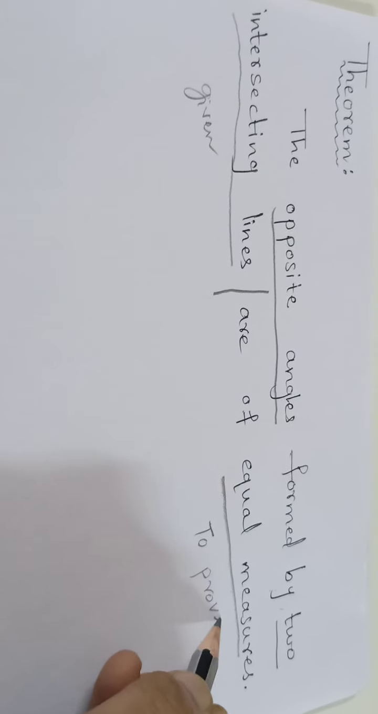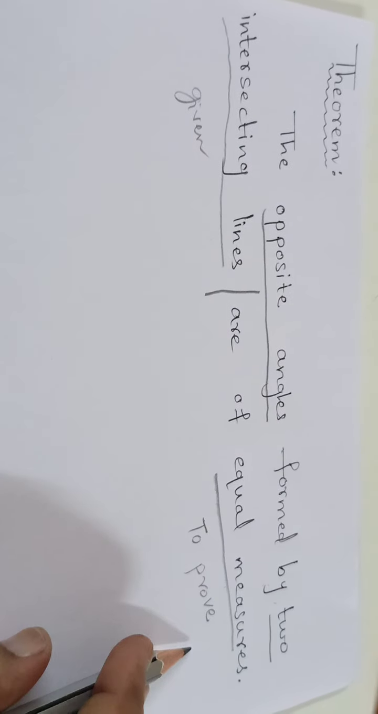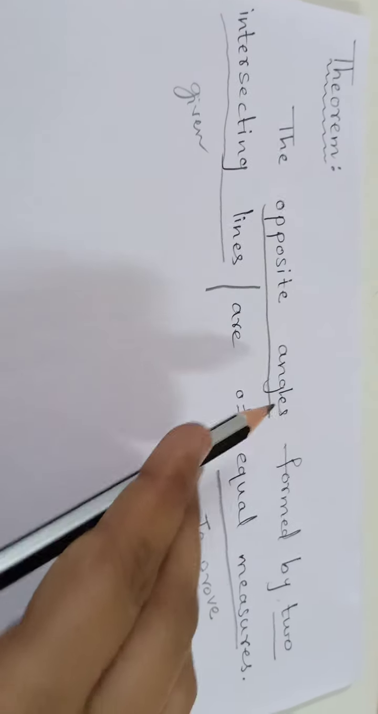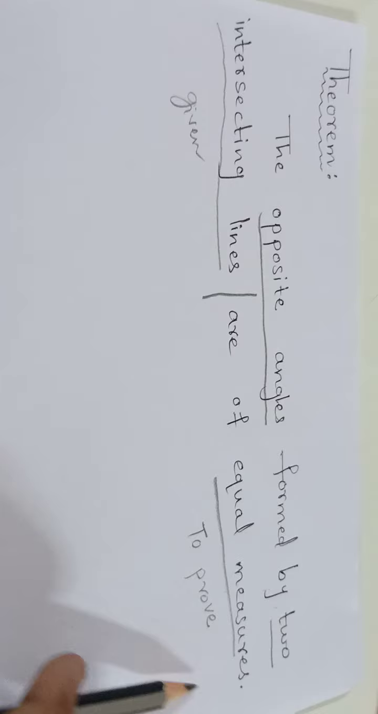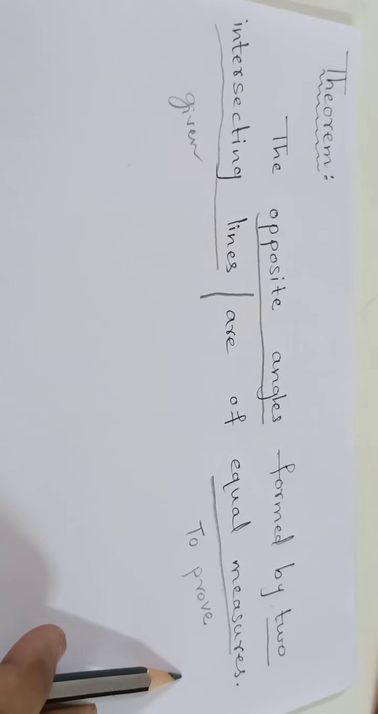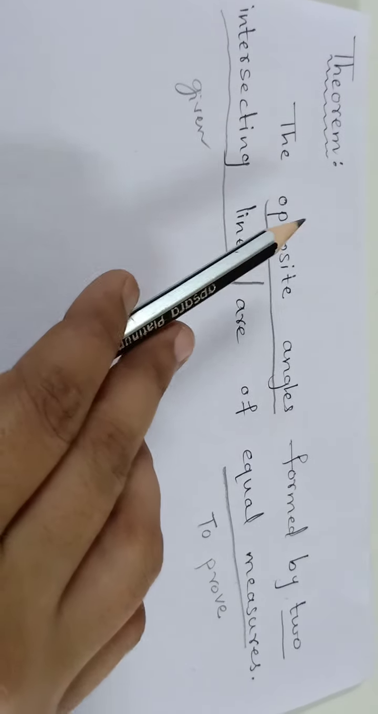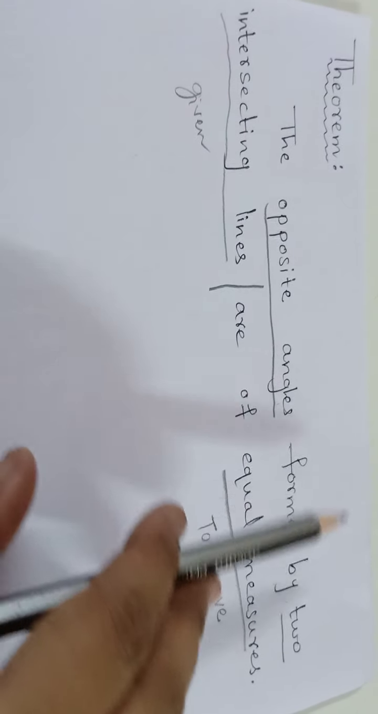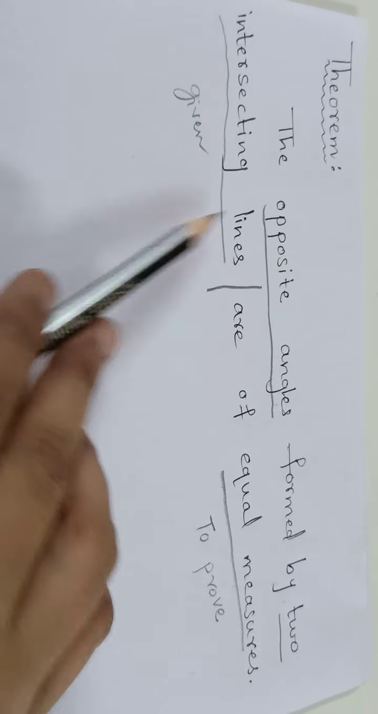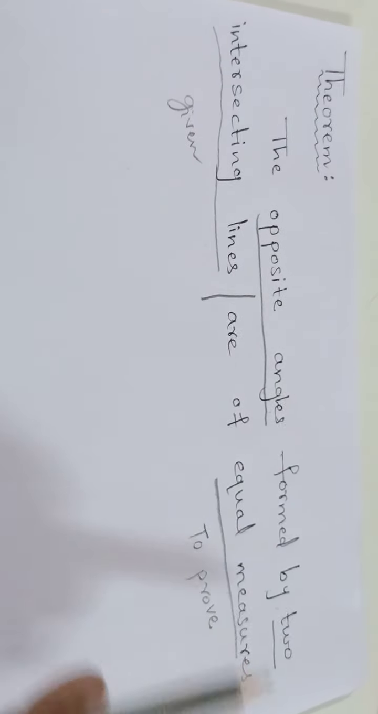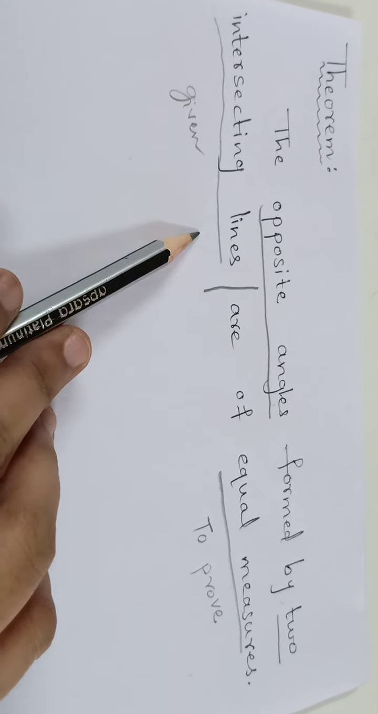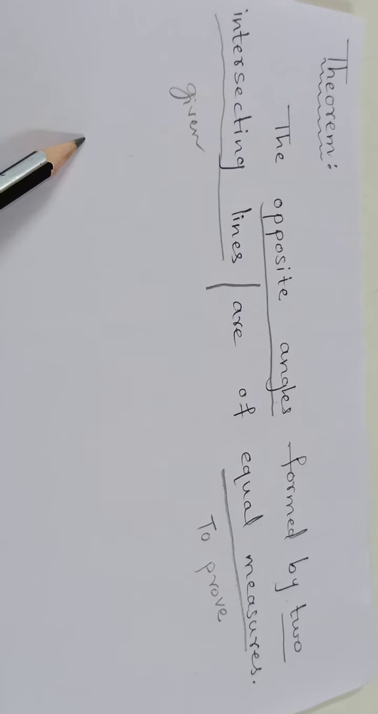Like that you have to read the statement carefully, and you have to find out which information is given to us and which we want to prove. Like this you have to separate these two statements. So I think you have understood. We have to take opposite angles formed by two intersecting lines. So the first step of writing the statement I have completed. Now the second step is drawing the figure. So we will draw the figure.